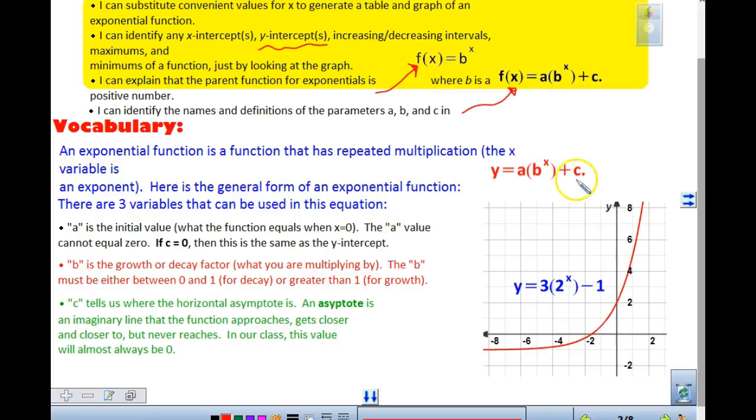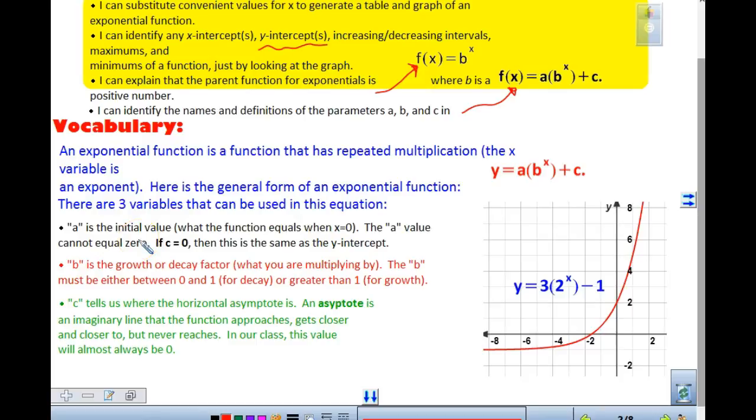So one of the things today you're going to be asked to do is tell if something is linear or exponential. Key thing, if you have x as an exponent, it's exponential, okay? Anytime you have a variable up here, it is not linear, okay? Linear is when x is to the first power.